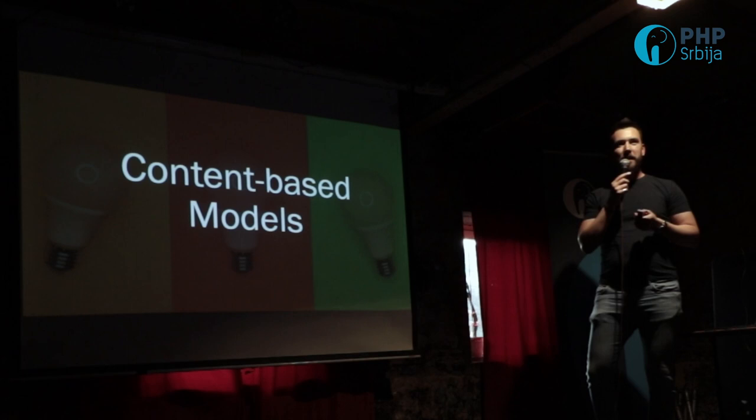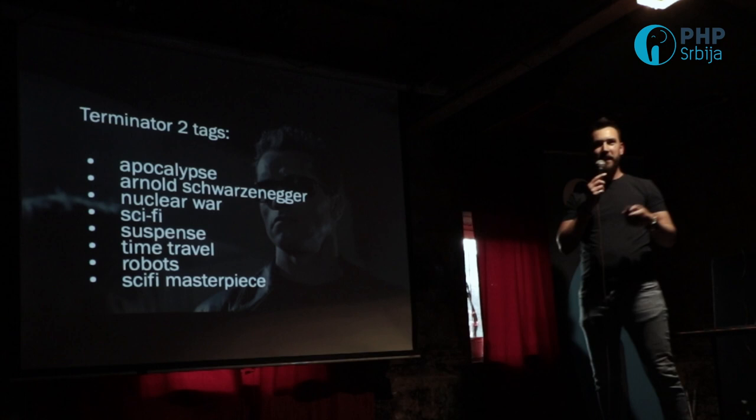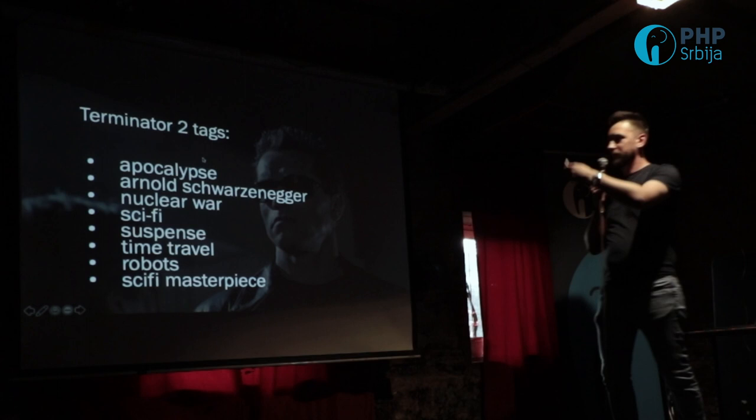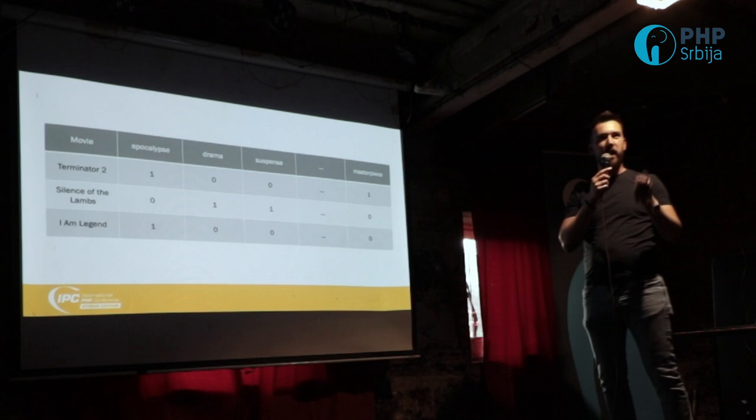And if you're talking about movies, you could take the tags for a movie, and based on the tags, you could actually create a matrix and find movies similar to the one that you liked and recommend stuff. So for example, Terminator 2 has these tags, and you could create a matrix with movies where the columns are tags, and use one or zero based on whether that movie has that tag.